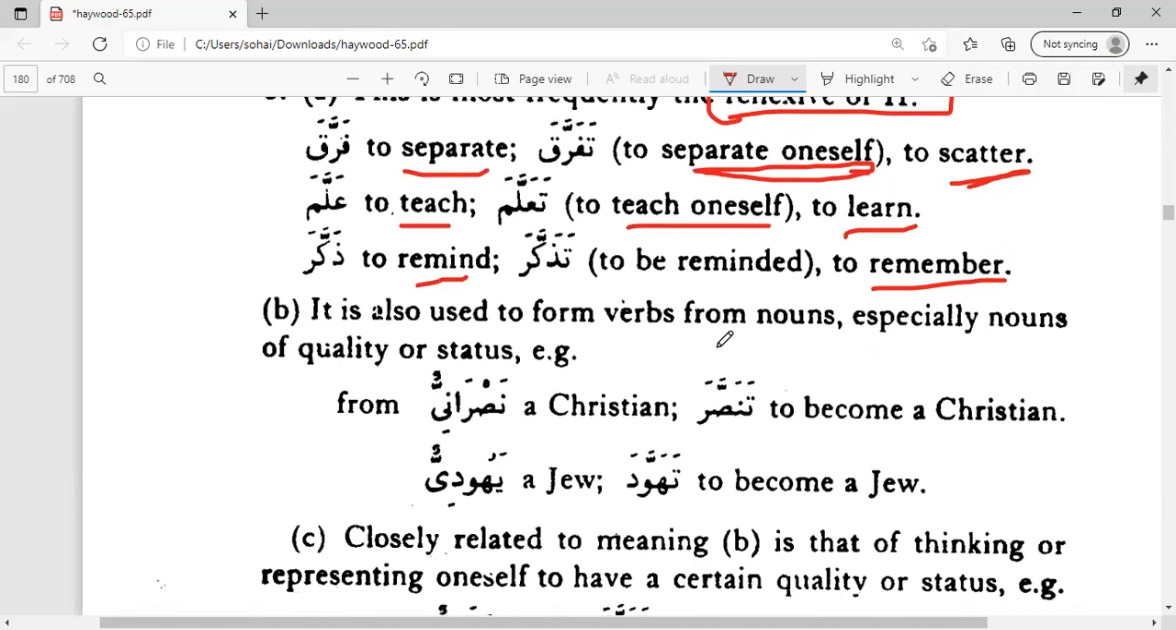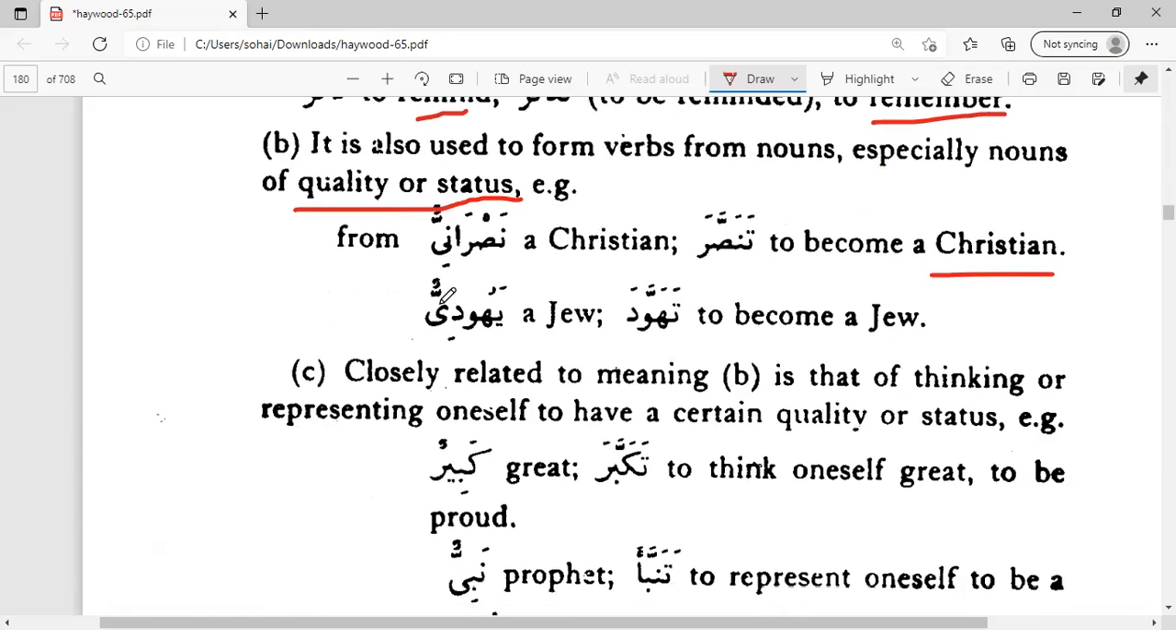It's also used to form verbs from nouns, especially nouns of quality or status. Nasraniyun means Christian. Nassara means to become a Christian. Yahudiyun is a Jew. Hawwada is to become a Jew. These are Form 5: Nassara, yatanassaru. Hawwada, yatahawwadu.